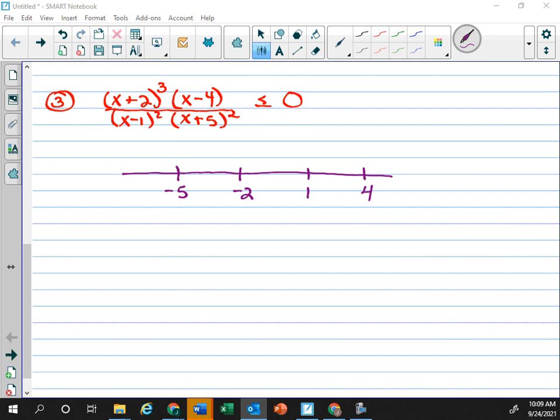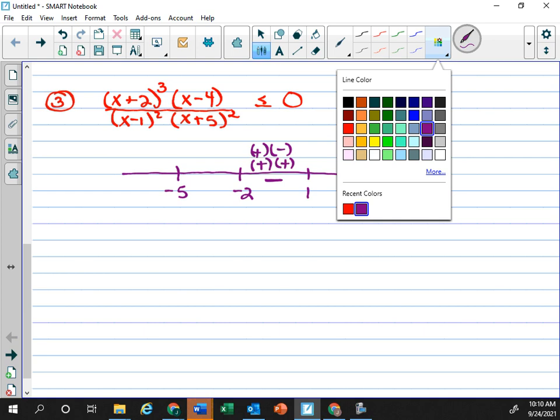All right, I'm going to test 0 to start with. 0 plus 2 is positive, cubed is still positive. 0 minus 4 would be negative. 0 minus 1 is negative, but squared would be positive. 0 plus 5, positive, squared, still positive. So overall, that little region is negative. Are we okay there? Okay.